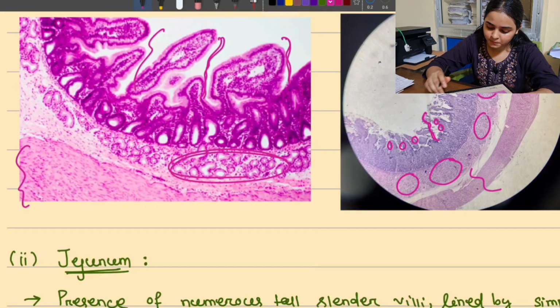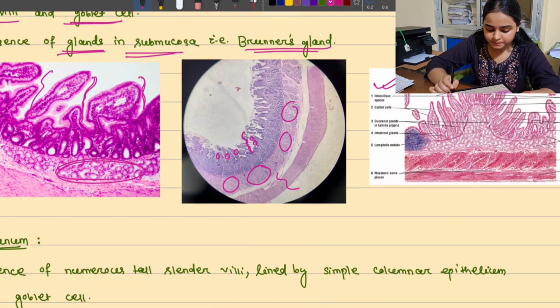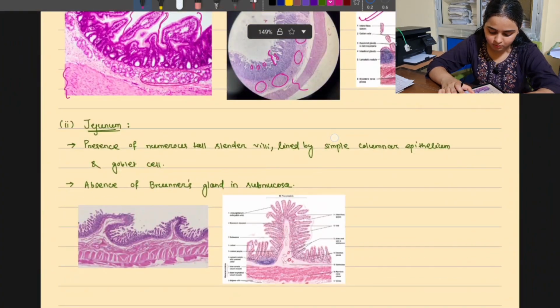This can be a spotter also. So this is the picture that you have to draw in your manuals. Okay, duodenum is finished. Now let's come to the jejunum.